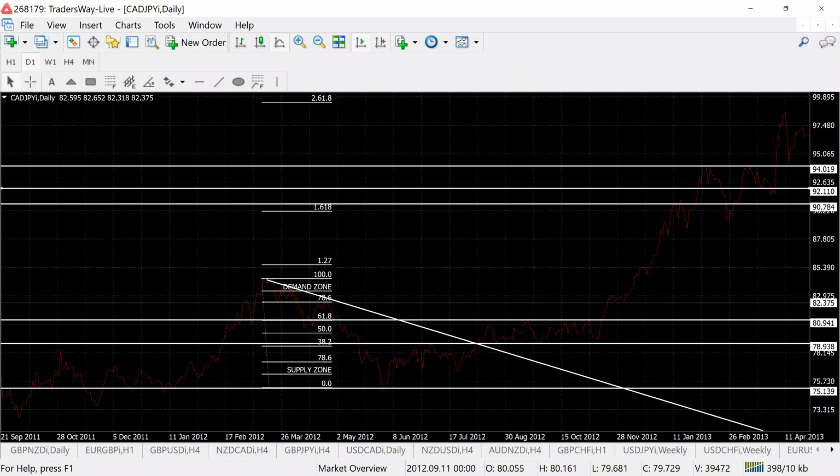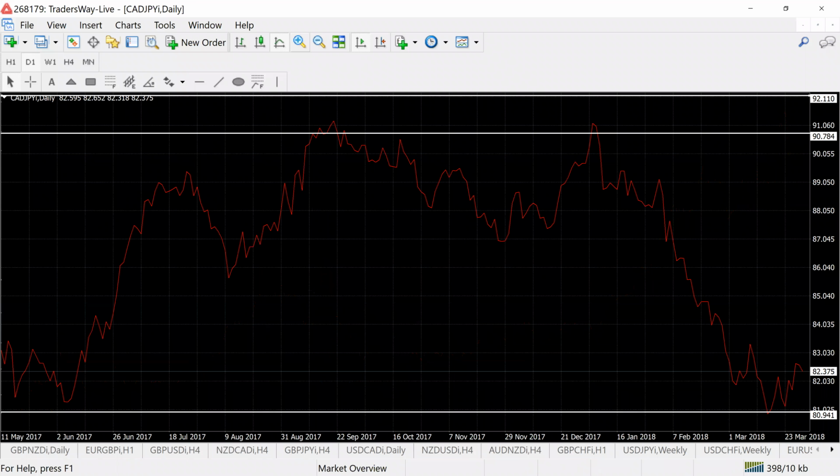Now you can see that the market came around the 618, but I'm going to draw another fib from this push right here, all the way up to here. Now watch this. This is where the magic is going to happen.